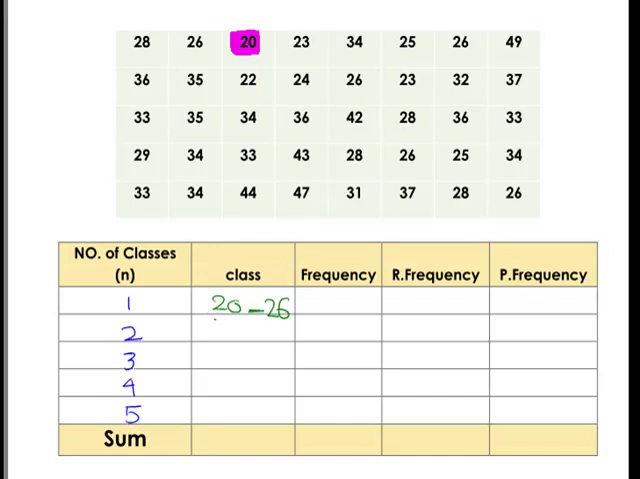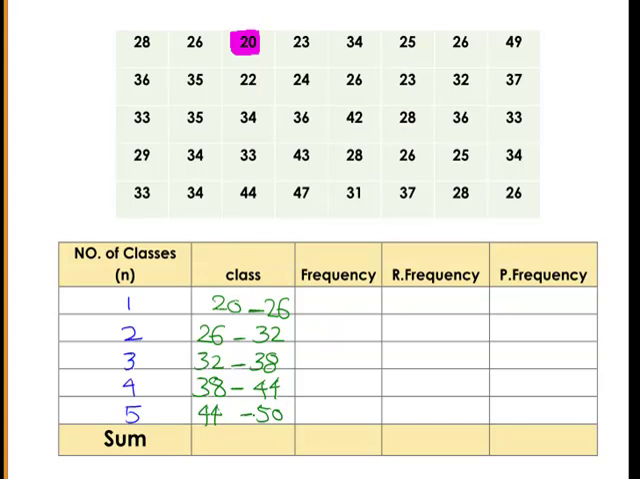And 20 here is what we call the lower limit of the class. 26 is the upper limit. For the next class, I'm going to start with the same number as the upper limit of the class before. So it will be from 26, and again I have to add the width, so add 6. I will end with 32. And I'm going to start again from 32, adding the width again, ending with 38. From 38, adding the width, you will end with 44. And the last class will be from 44 plus 6, ending with 50. So this is how we can group our data into 5 classes.